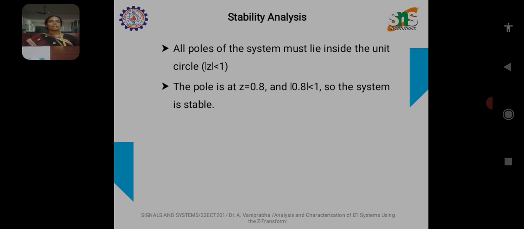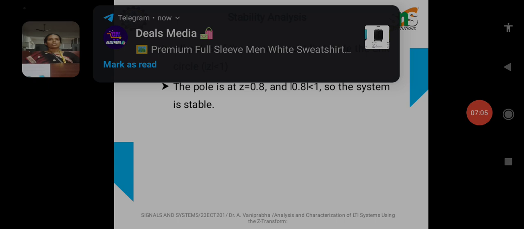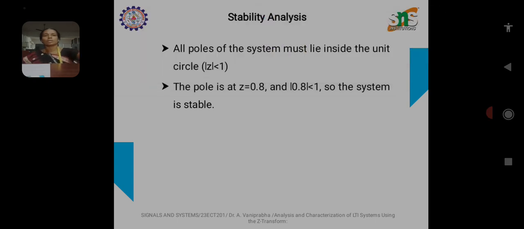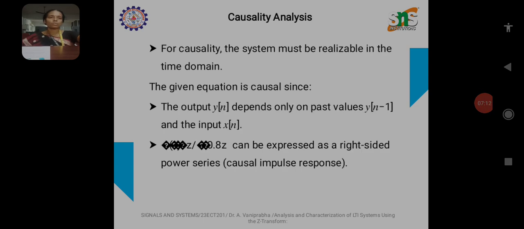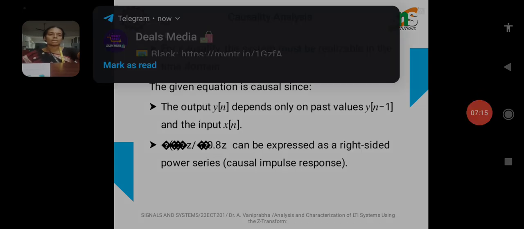And stability analysis. So this Z transform is a major used for analyzing any stability, analyzing a function whether it is stable or unstable based on the presence of zeros and poles.